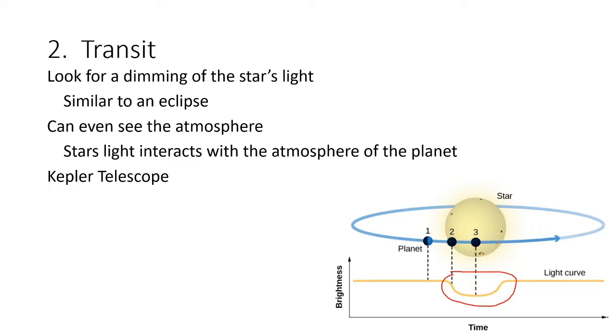Now, when the planet's in front of the star, some of the starlight is passing through the atmosphere, and we can even get an idea sometimes of what the atmosphere of that planet might be like if it has a gaseous atmosphere. And we use the Kepler telescope to look for that sort of thing. And you've certainly heard of Kepler earlier in this video series.